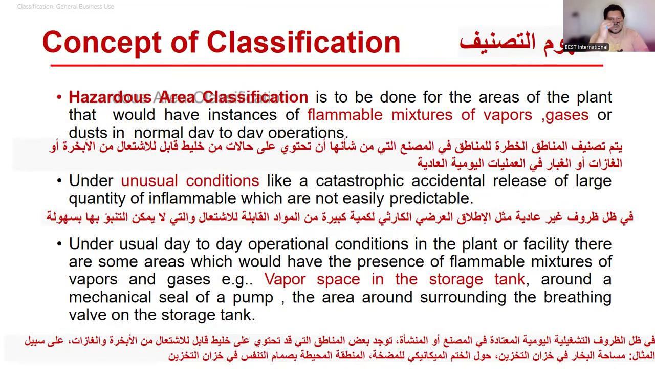Let's understand the concept of classification. Hazardous area classification is to be done for the areas of a plant, as I mentioned earlier, where flammable mixtures of vapors, gases, or dust are available in normal day-to-day operations, or under unusual conditions, like a catastrophic accidental release of a large quantity of flammable materials that is not easily predictable. Mostly the gases are colorless. You can't see them with your eyes. So invisible enemies are always dangerous.